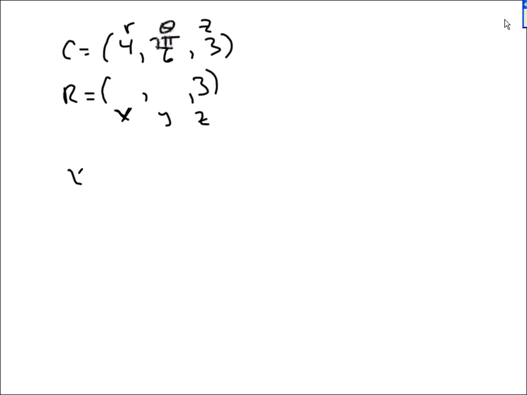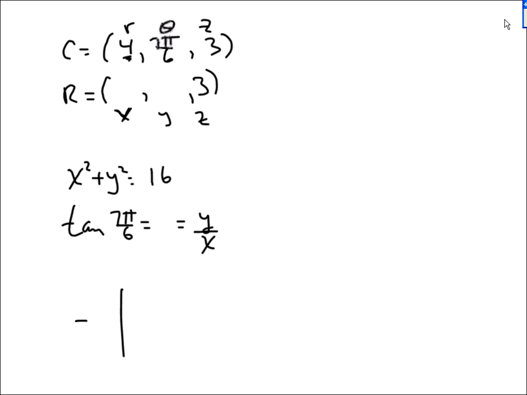We know that x squared plus y squared equals r squared, which is 16. Okay? So we made some progress. If we knew x, for example, we can find y. Now, we also know that the tangent of 7 pi over 6, whatever it equals, is y over x.